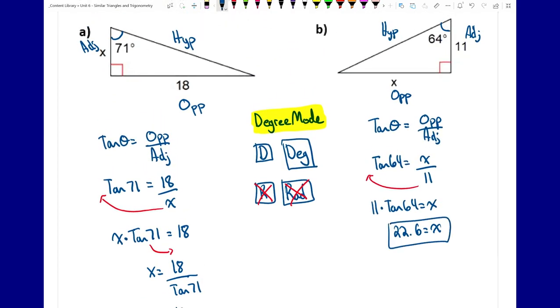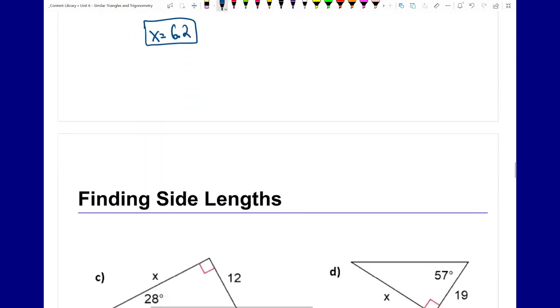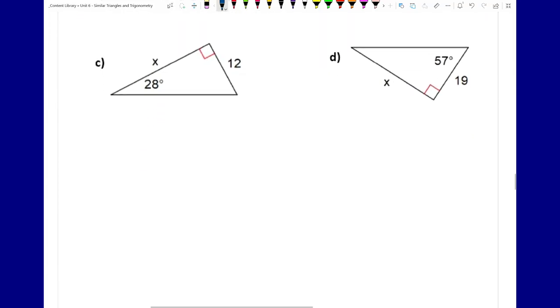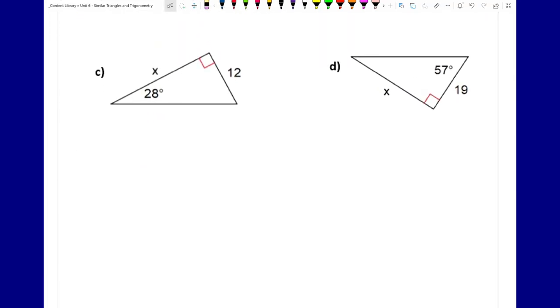So that means that missing side length is 22.6. Now we're going to go through two more examples. There's a similar idea of finding side lengths, but at the end we're going to look to see if there's an easier way or a pattern to look for. We're going to see it's a very similar setup.